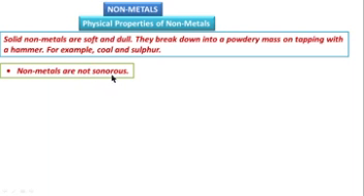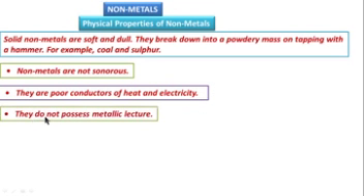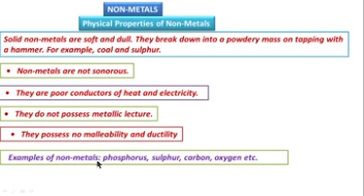Non-metals are not sonorous. They are poor conductors of heat and electricity except the allotrope of carbon, that is graphite. Graphite is a good conductor of electricity and it is used in dry cells. They do not possess metallic luster. They possess no malleability and ductility. Examples of non-metals: phosphorus, sulfur, carbon, oxygen, etc.